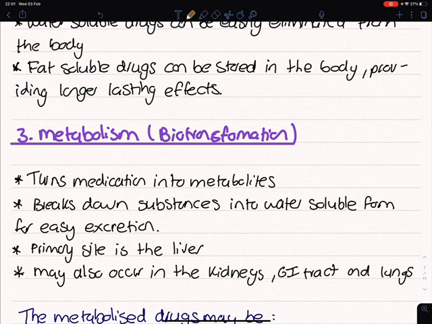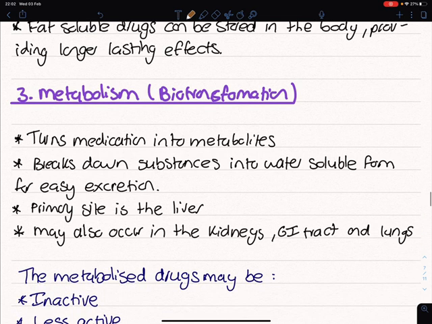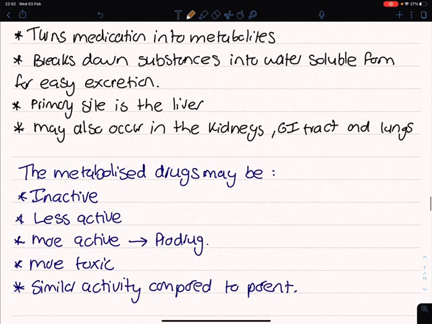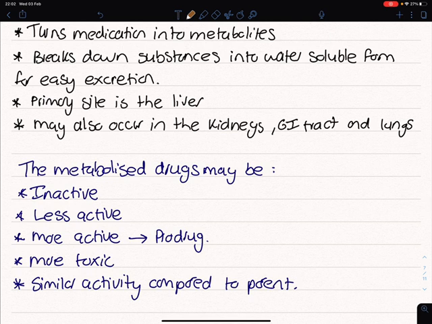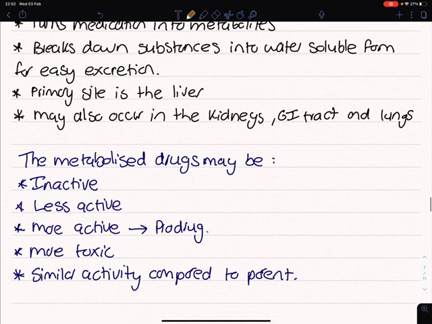But what metabolism aims to do is to break down the lipid-soluble drugs into water-soluble metabolites in order for easier excretion. And the primary site where metabolism takes place is in the liver, but it also occurs in the kidneys, GI tract, and the lungs. So when a drug is metabolized, it can be inactive, it can be less active, it can be more active, then you call it a prodrug. It can be more toxic, and it can be the same as the parent drug.